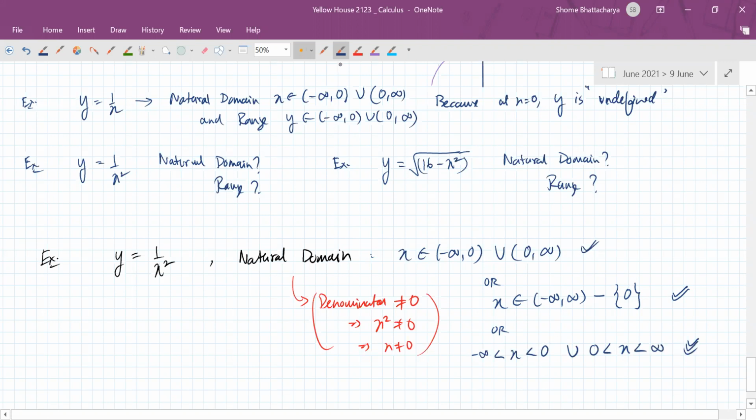Now the difference is in the range. The range cannot have negative values because x square is always non-negative, and it cannot be 0 because it is 1 upon some number. There is no number which will give y equal to 0 here. So the range is in effect all positive numbers, so y belongs to the set of all positive numbers, 0 to infinity.